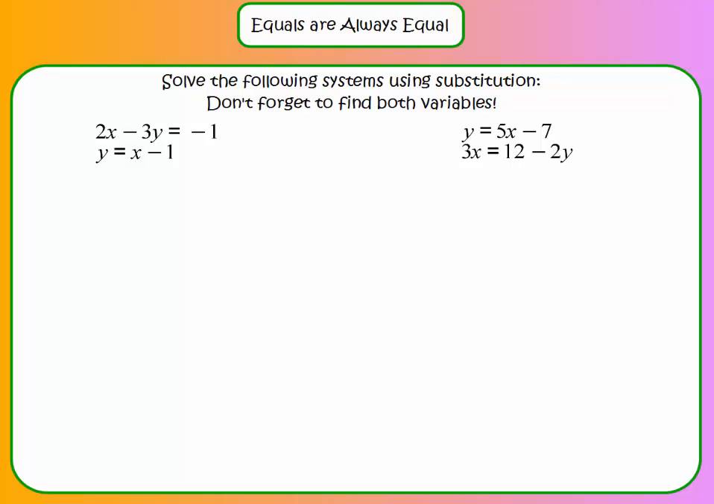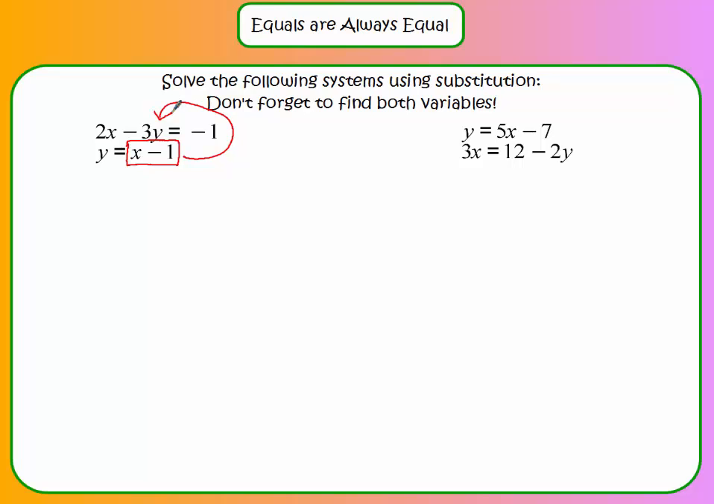Let's solve the following system using substitution. Now, don't forget, we have to find both variables, okay? So let's start with this first one. It says 2x minus 3y equals negative 1, and y equals x minus 1. So notice here, y equals x minus 1, which means anywhere that I see a y, I can replace it with x minus 1. So I'm going to do exactly that. I'm going to take this x minus 1 and substitute it in for y in the first equation.